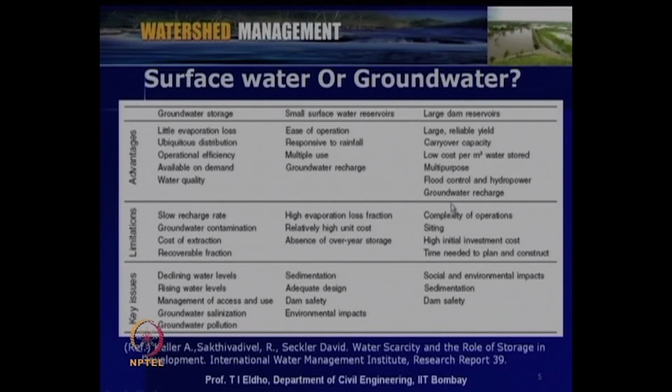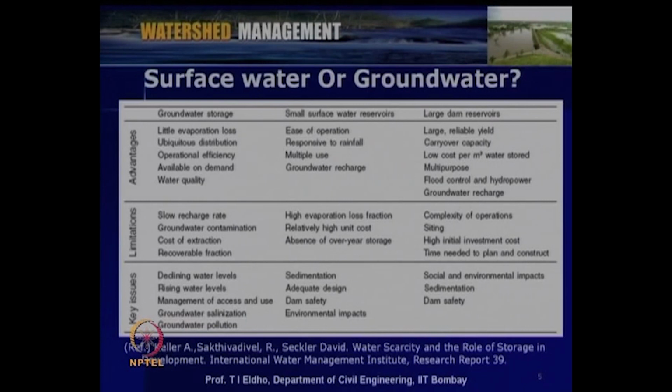Then for large dams, some of the limitations include complexity of operations, and where it is to be located, we have to relocate the people, and then we have to find the area. Then high initial investments and the time needed to plan and construct. So these are some of the limitations as far as groundwater, small surface sources or large surface sources are concerned. So some of the key issues as far as groundwater is concerned are declining water levels due to our use, rising water levels in some regions, and management of access and use as far as groundwater usage is concerned.